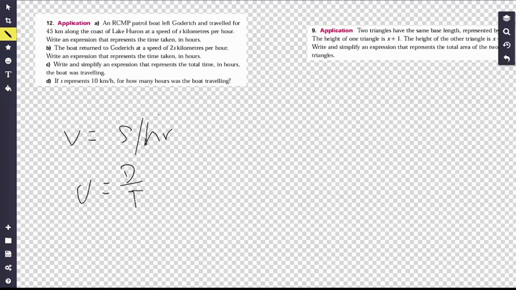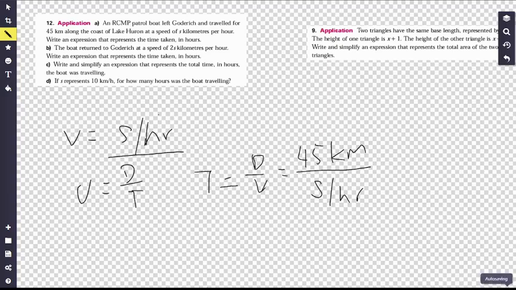Right now we want to find time. We want to write an expression for time, so we'll have to isolate t. We multiply the left side by t, and then divide the right side by v. So t is equal to d over v. The distance traveled, we remember, was 45 kilometers, and the velocity I wrote here was s per hour. And there you go, that was our answer for question A.